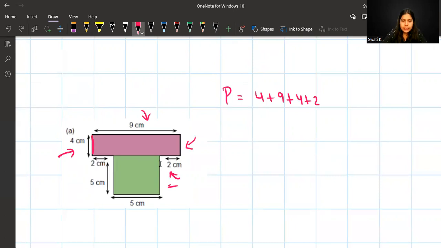Next is this one, which is 5 here already given. So this is also going to be 5 only. Plus, this is again 5. So plus 5. This is again 5. So plus 5. Again, this is 2. So plus 2.